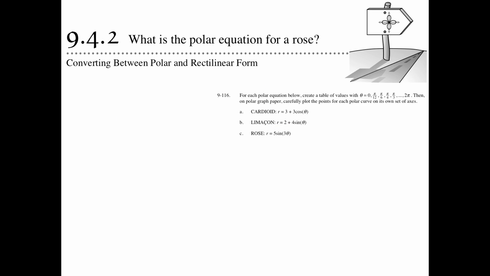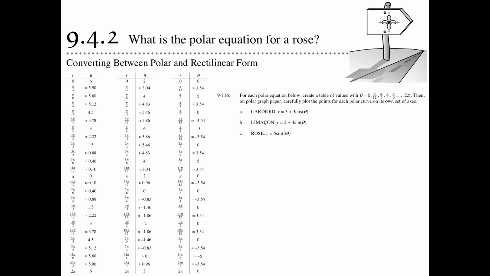The next lesson, 9.4.2, starts with problem 9-116, where students create tables of data for 3 different polar curves and then use those tables to sketch graphs on their polar grid paper. Notice that this is the exact same process that the whole class used the previous day in problem 9-105 when they walked polar curves.